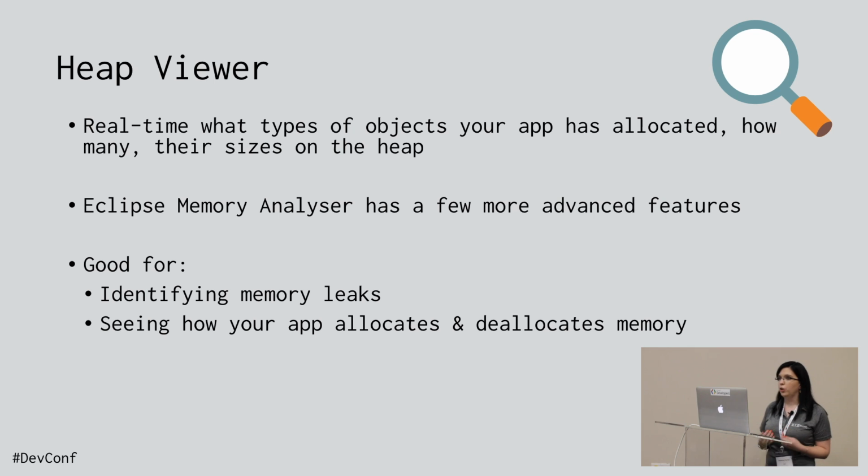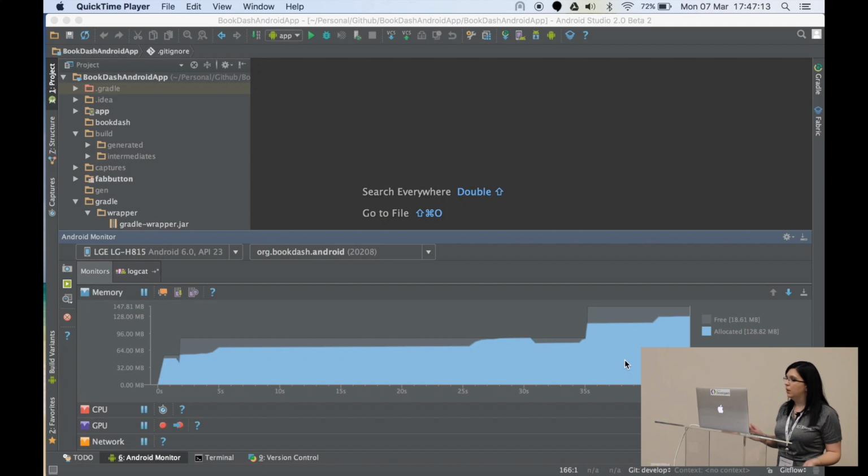This tool will show you what objects you have in memory, how many, and what their sizes are on the heap. Eclipse Memory Analyzer has a few more features than this one in Android Studio, but they are always releasing updates, so I'm sure there will be one soon. But it's really good for identifying memory leaks and seeing how your app allocates and deallocates memory. So let's take a look at how you use it.